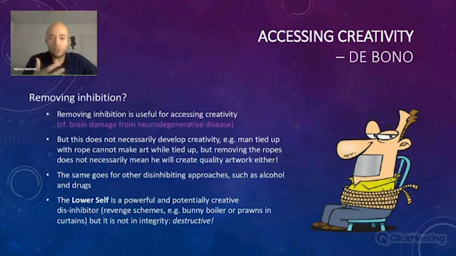But what about if you have a man who's tied up with rope? He's not going to be very creative while he's tied up. That would be very hard. But if you remove the ropes, does that necessarily make him into a producer of quality artwork? We don't know. Maybe, maybe not. And this is the same for other approaches that are disinhibiting. For example, alcohol or drugs that are also sometimes used in an attempt to facilitate creativity. Removing inhibition only exposes what is below.